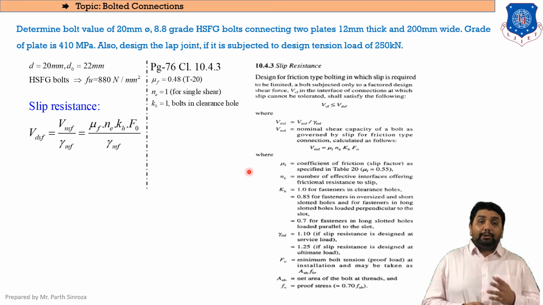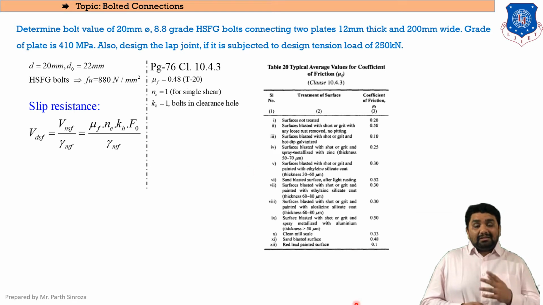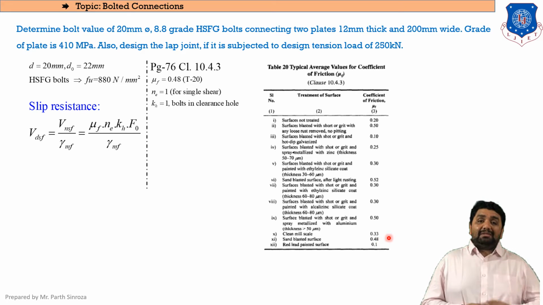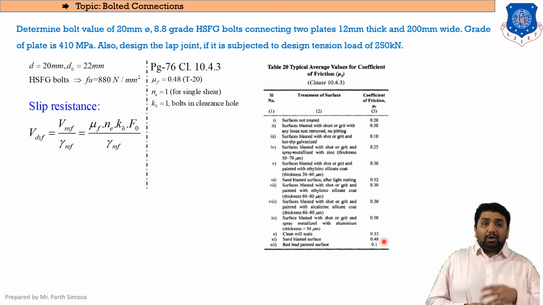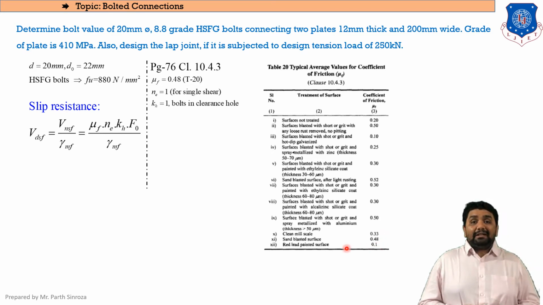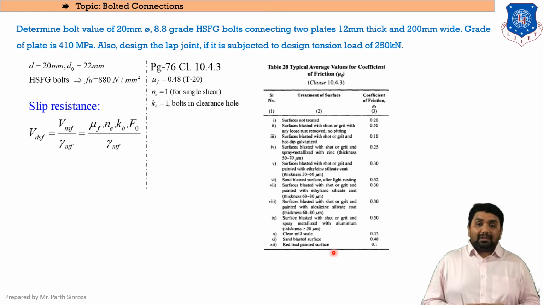For that you need to refer to Table 20 of your IS code. In this table, as you can see on the screen itself, the values are prescribed. There are many values, and the second column describes the characteristic or the property of the material that was used. These properties are to be applied only when asked in the question. Keep in mind.